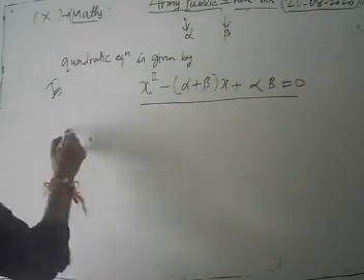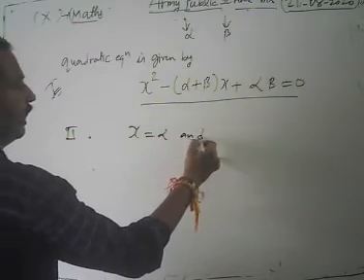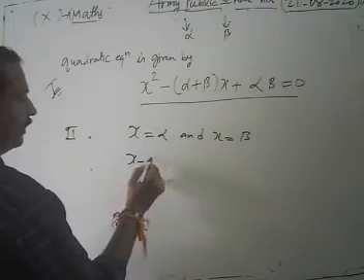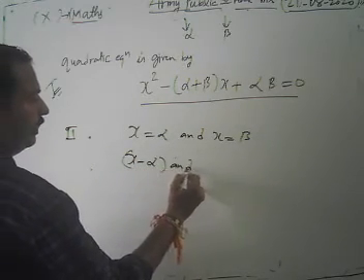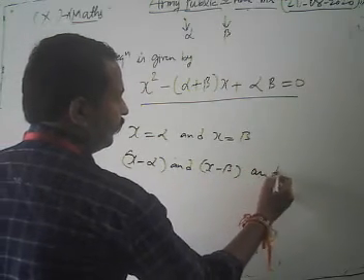And the second method is that if we are given x equal to alpha and x equal to beta as the roots, then x minus alpha and x minus beta are the factors.